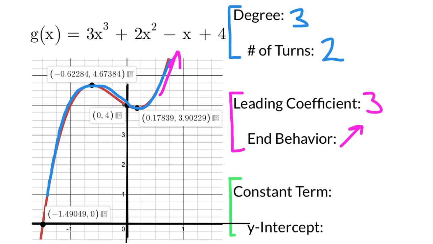Lastly, our constant term, in this case 4, is going to tell us what our y-intercept is. So when we look at our y-axis, our curve is going to cross at 4. So when we have a constant of 4, our y-intercept is 4.